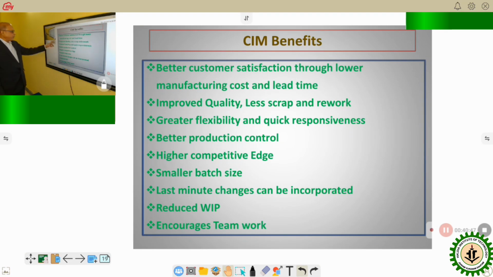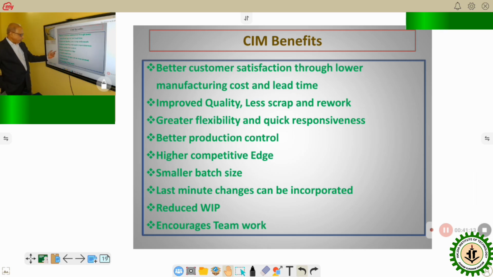So these are the couple of benefits that we can accrue by following CIM. Better customer satisfaction through lower manufacturing cost and lead time. That is very attractive from the customer point of view. Improved quality, less scrap and rework, greater flexibility and quick responsiveness. What are the requirements which we have discussed in the beginning? Those are addressed, and those are the tangible benefits which the CIM system offers.